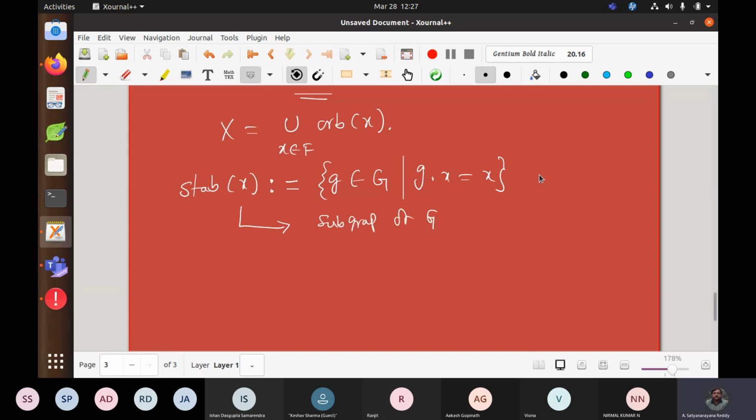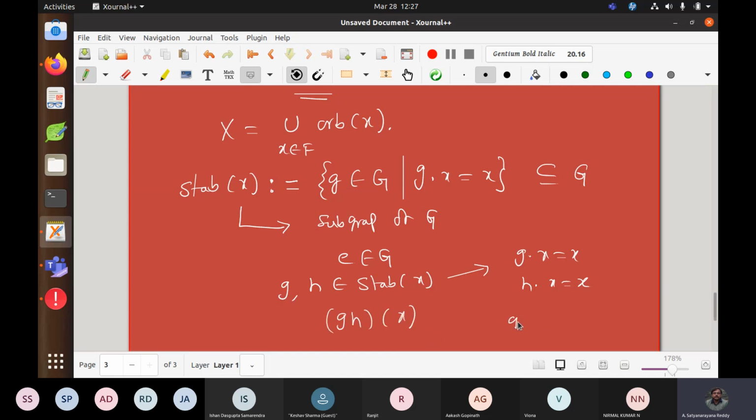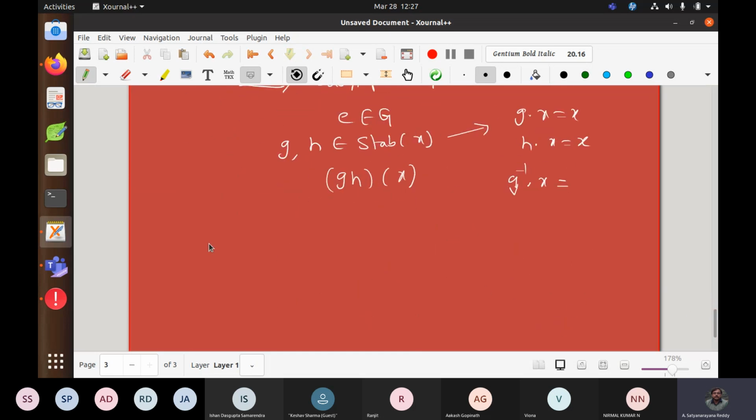Of course, by definition it is a subset of G. That is no problem. Is it a subgroup of G? Is the identity here? Does the identity fix x? Yes, right. So e belongs to it, which is easy to see. Once small g and small h are in the stabilizer of x, that means g·x equals x and h·x is equal to x. Then I want to see what gh acting on x is, and also what g inverse acting on x is. Easy to see that it is clearly a subgroup.